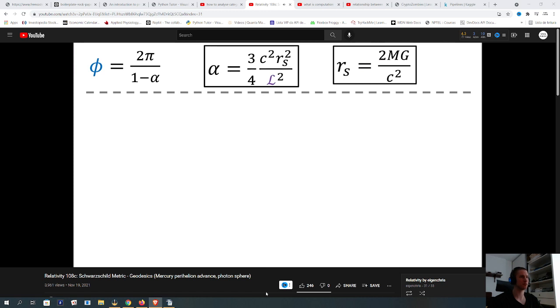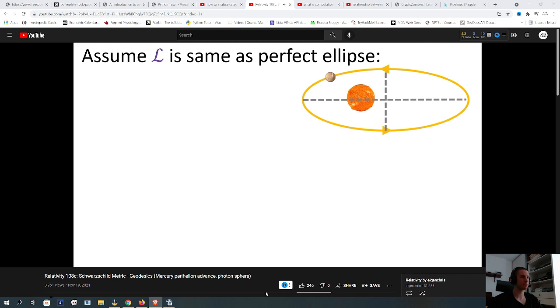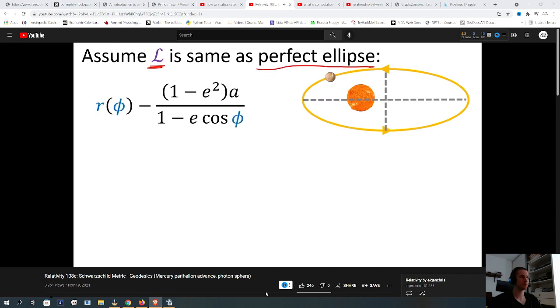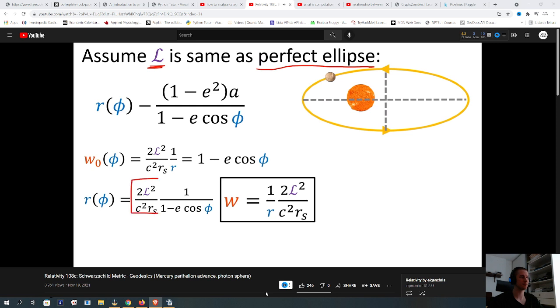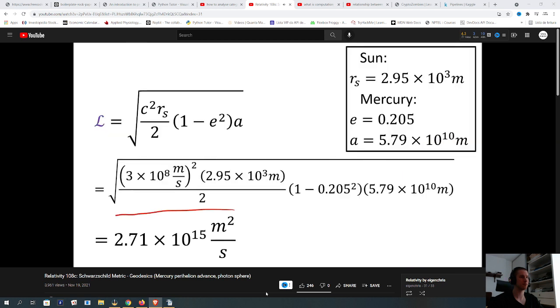To calculate alpha for Mercury, we can easily get the Sun's Schwarzschild radius Rs from the Sun's mass. To get Mercury's angular momentum per unit mass, curly L, we can make the simplifying assumption that the angular momentum is the exact same as when Mercury has a perfectly elliptical orbit. Comparing the ellipse equation to the w0 formula we derived and setting the numerators equal to each other, we can calculate Mercury's curly L in terms of its orbit eccentricity e and the semi-major axis a, which gives this.